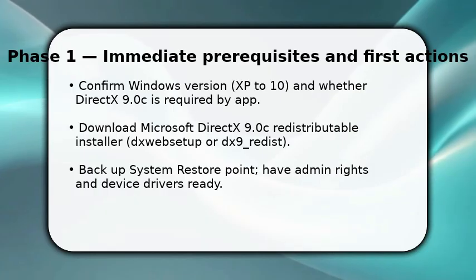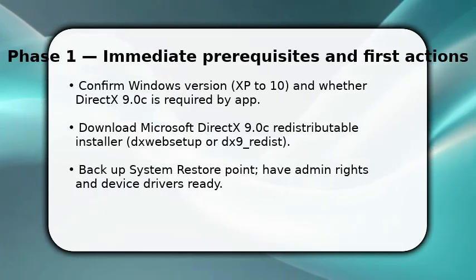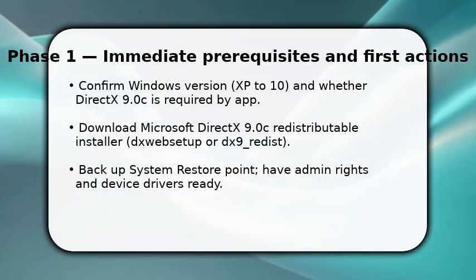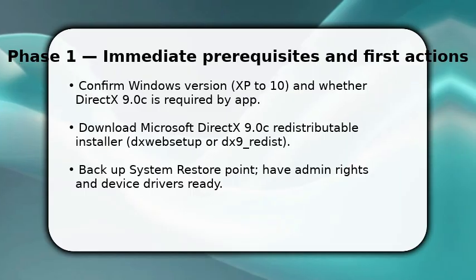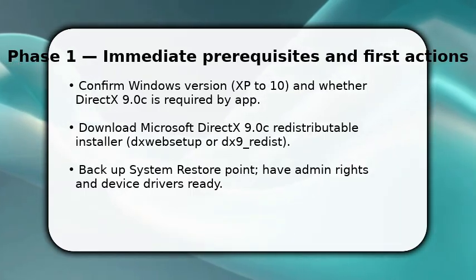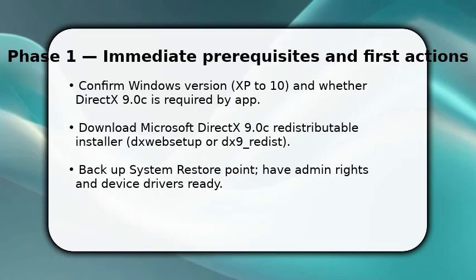You start by confirming the Windows build and why DirectX 9.0C is required, compatibility matters. Once done, download the official DirectX 9.0C redistributable and prepare admin credentials so installation can write system files.